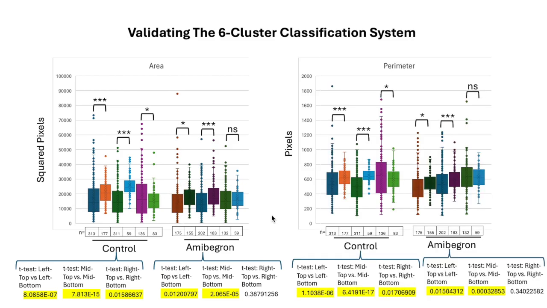Now let's look at perimeter. In perimeter, again, we see major differences between the bottom and top sectors of the left cluster, and the same for the middle cluster. Amibagrin again shows those same trends between bottom and top, but the differences between the averages are smaller, suggesting that amibagrin is preventing the differentiation of one subgroup away from the other, which has implications on its healing or anti-aging effects.